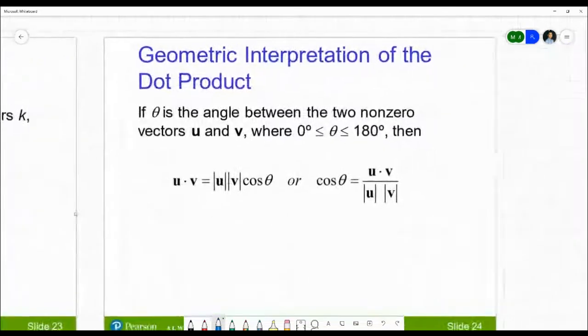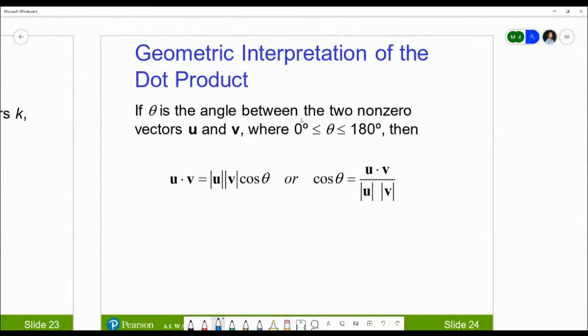All right, so let's talk about the angle between them. If theta is the angle between the two non-zero vectors u and v, where the angle is between 0 and 180, then we have the following formula. Cosine of theta is equal to u dot v over the magnitude of v times the magnitude of u. So I would suggest you memorize this formula and not this one. This is just a definition of u dot v, but we use this formula to determine the angle between the two vectors. So this is where that comes in.